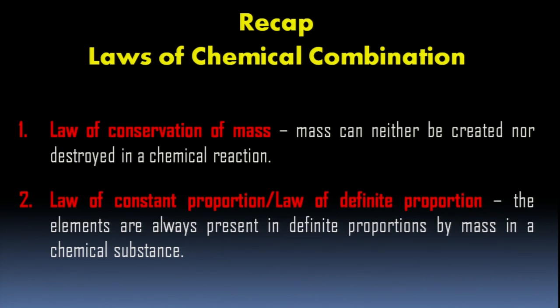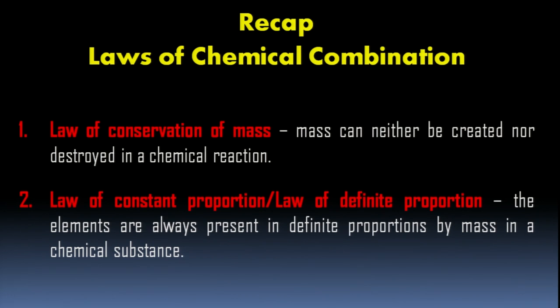In our previous classes, we had done laws of chemical combination. What were the laws? We had done two laws: law of conservation of mass and law of constant proportion or law of definite proportion. What do they say? Law of conservation of mass: mass can neither be created nor be destroyed in a chemical reaction.